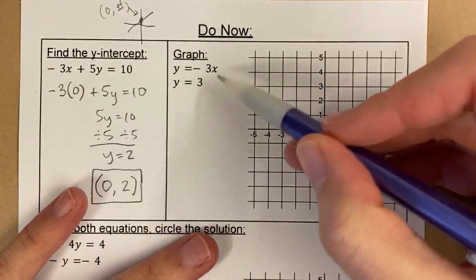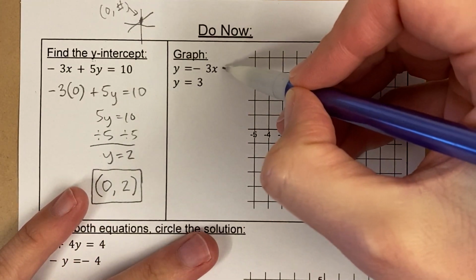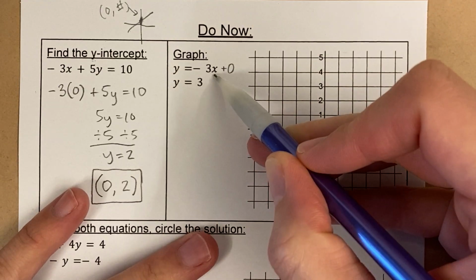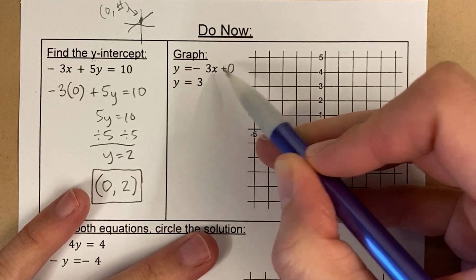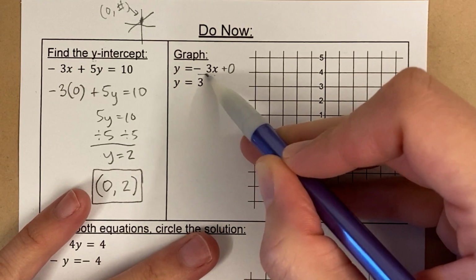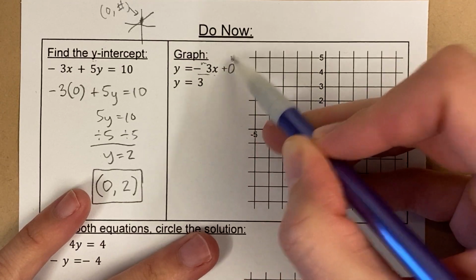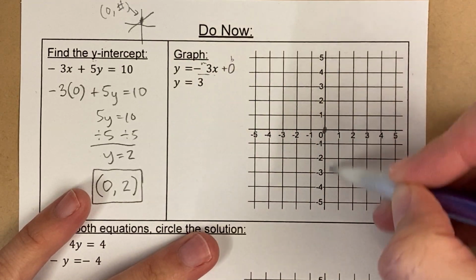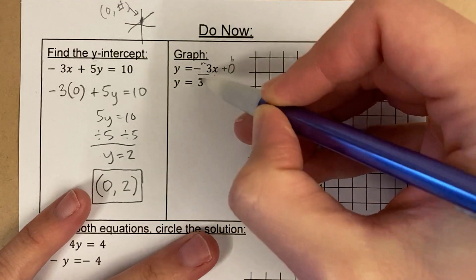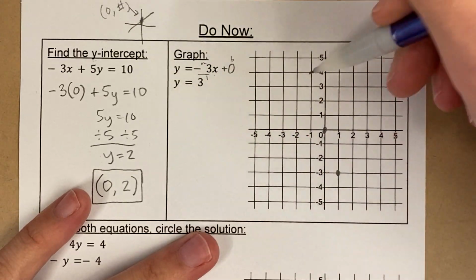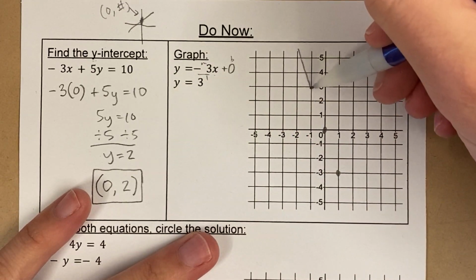Let's graph these two lines. This line is y equals negative 3x plus 0, right? This negative 3 has an x attached to it, and so therefore we know that's the slope, that's the m, and this is the b, so I'm going to start at 0. I'm going to go down 3, right 1, right? This is negative 3 over 1. And then I can just sketch this line.